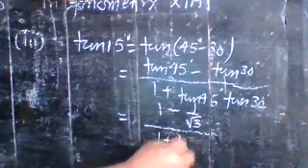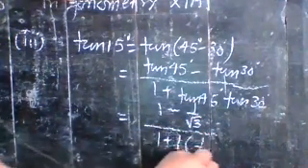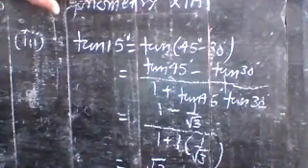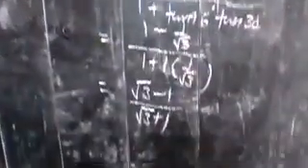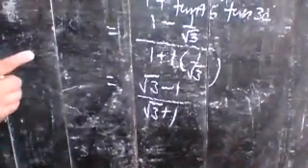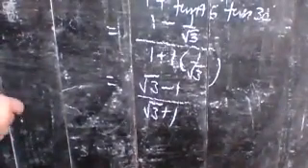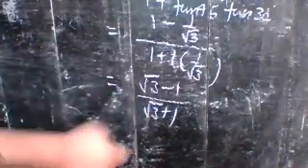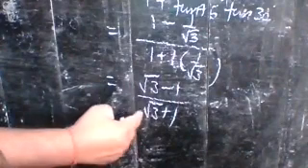And 1 plus 1 into 1 by root 3. Yes, taking LCM. So you have root 3 minus 1 upon root 3 plus 1, and the LCM part is cancelled out. If you are taking LCM, your LCM part from numerator and denominator is cancelled out, and you will have root 3 minus 1 upon root 3 plus 1, and rationalizing it.